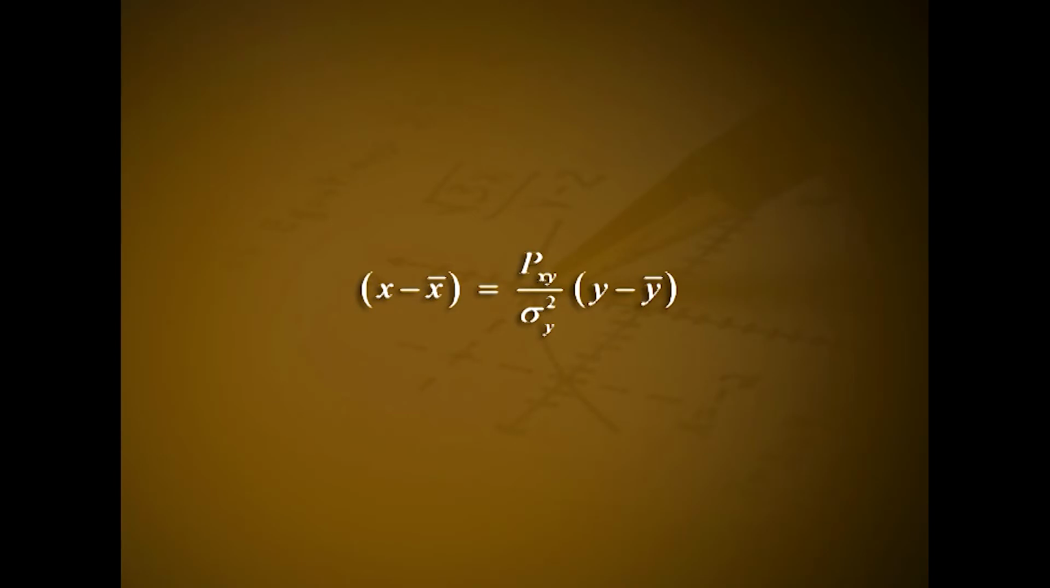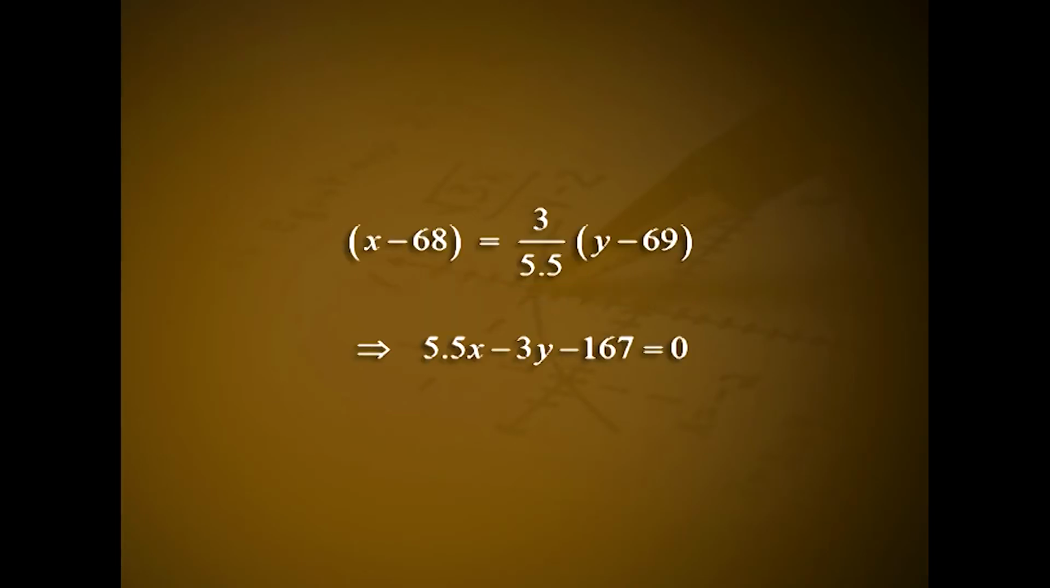The regression line x on y: x minus x bar equal to Pxy by sigma square y into y minus y bar, that is x minus 68 equal to 3 divided by 5.5 into y minus 69. This implies 5.5 into x minus 3y minus 167 equal to 0.